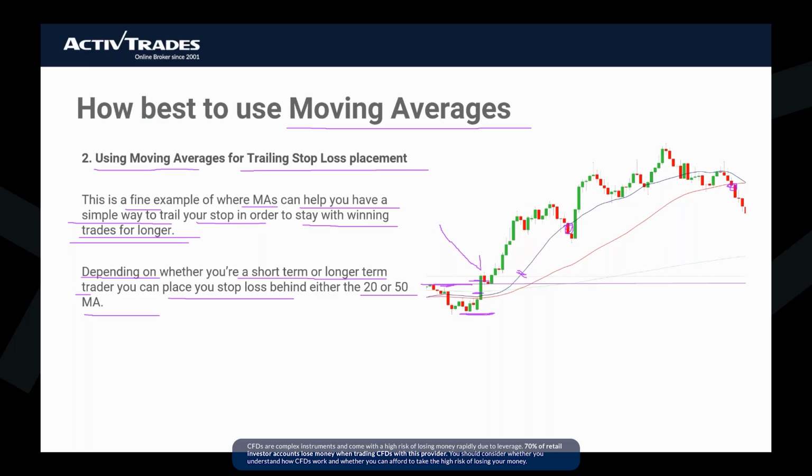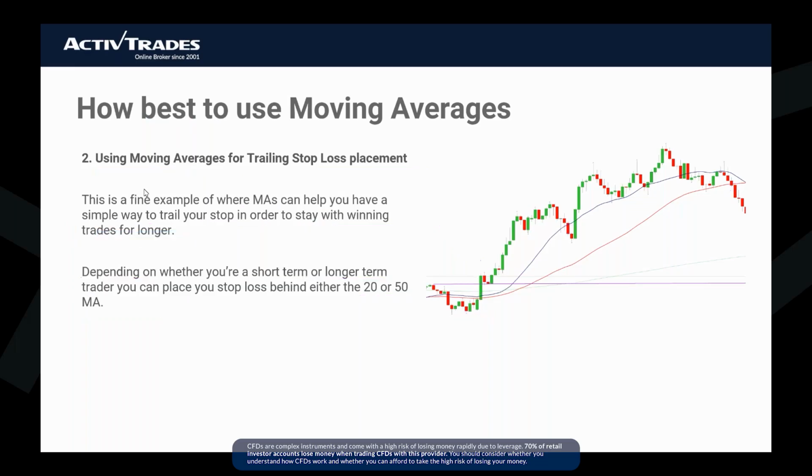Maybe it's a 20 period, maybe it's a 50, maybe it's one of your own. Some people like to trail it behind the 200 period moving average. Personally, I think the 200 period moving average is a little bit too slow to use as a trailing stop. But there you go, that's my view. There will be other people who would differ and would like that, and that's part of trading.